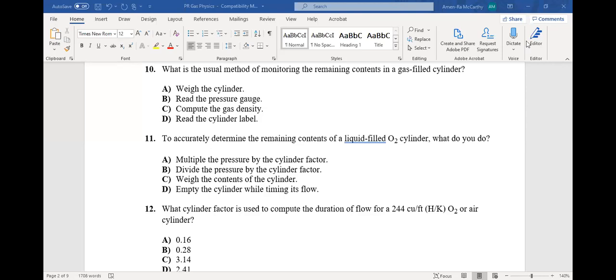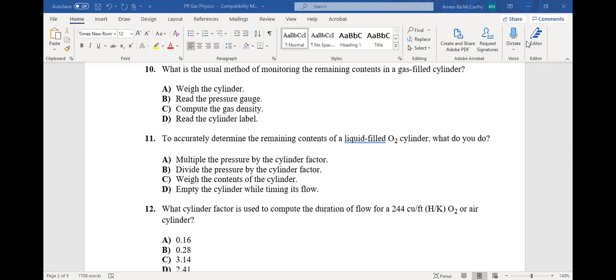Number 10. Is it A? Not A. C? C. Read the pressure. Okay. We have a gaseous cylinder, then we have to read the pressure, right? Whatever pressure is left on the Bourdon gauge. That's how we determine how much is left in a gas cylinder, by looking at the gauge. It'll tell us if it's 2200, 1000, whatever it is. Remember, 2200 means it's full. That's how we see how much is left in a gaseous cylinder.